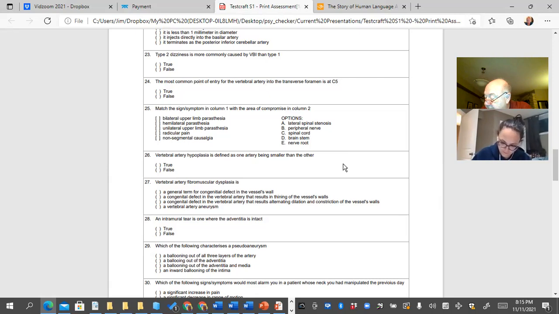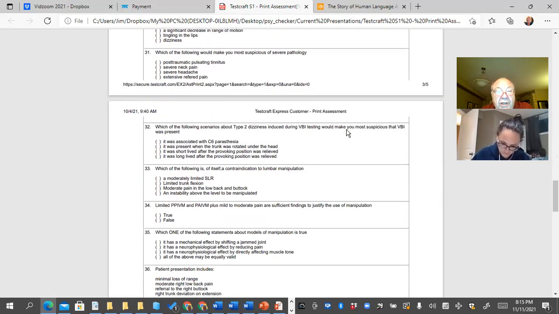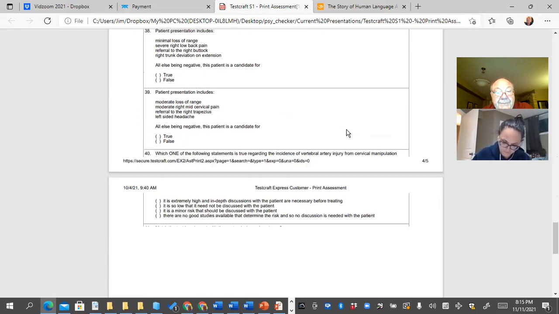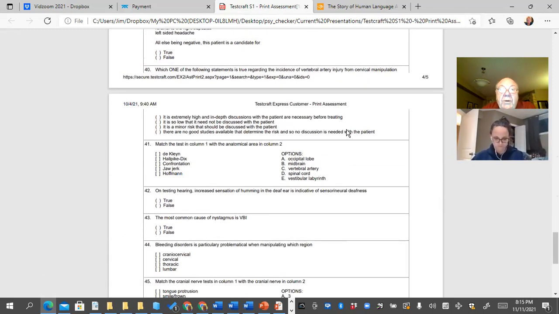40. Which one of the following statements is true regarding the incidence of vertebral artery injury from cervical manipulation? It is extremely high and in-depth discussions with the patient are necessary before treating. It is so low that the risk need not be discussed with the patient. It's a minor risk that should be discussed with the patient. There are no good studies available to determine the risk, so no discussion is needed with the patient.